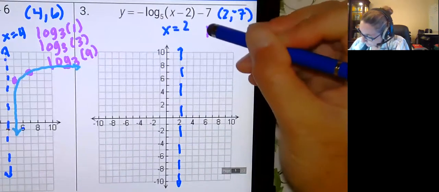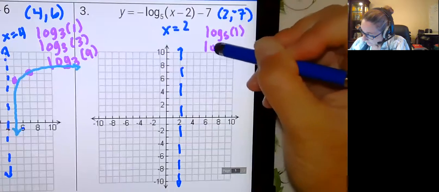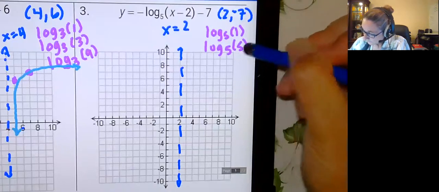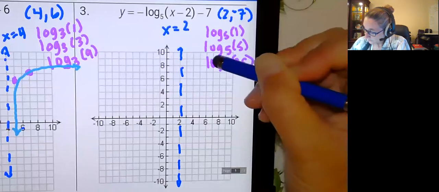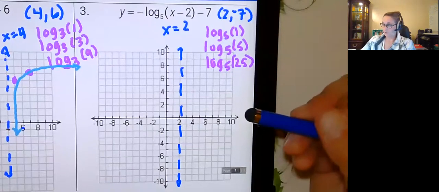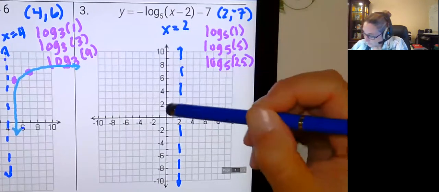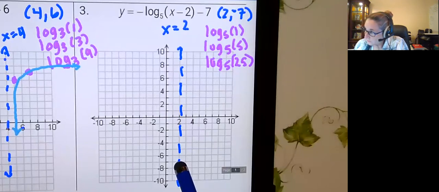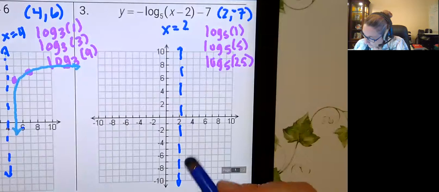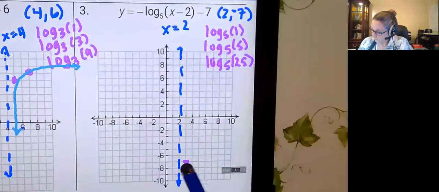So I'm going to be thinking of log base 5 of 1 and log base 5 of 5 and log base 5 of 25, which isn't going to fit on my graph, but that's how we would be thinking about it. So again, I'm going to come to this 2, -7, so right down here. And this is where I'm going to go out 1. Log base 5 of 1 is 0. And I'm timesing it by a negative, but 0 times a negative is still 0.